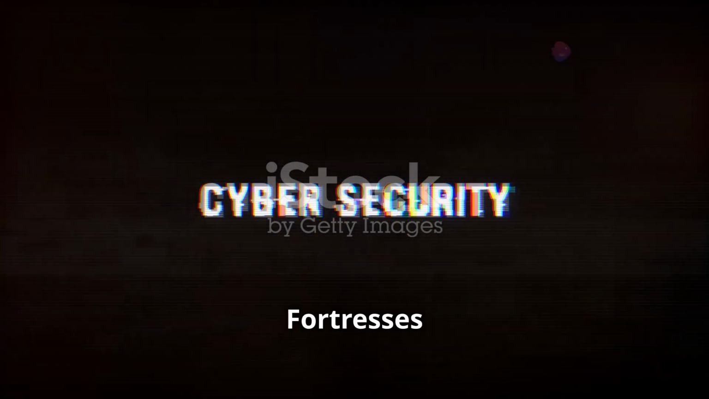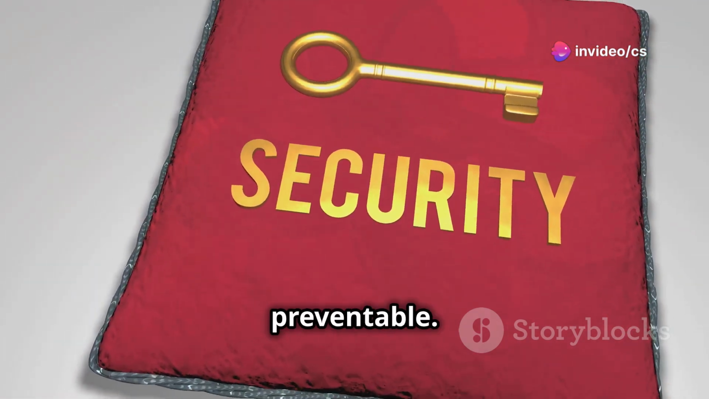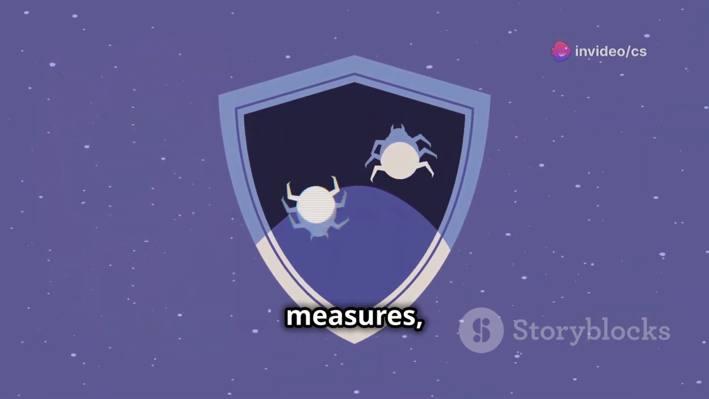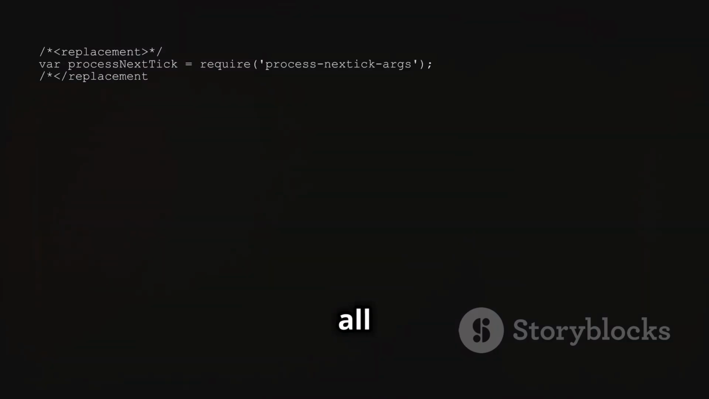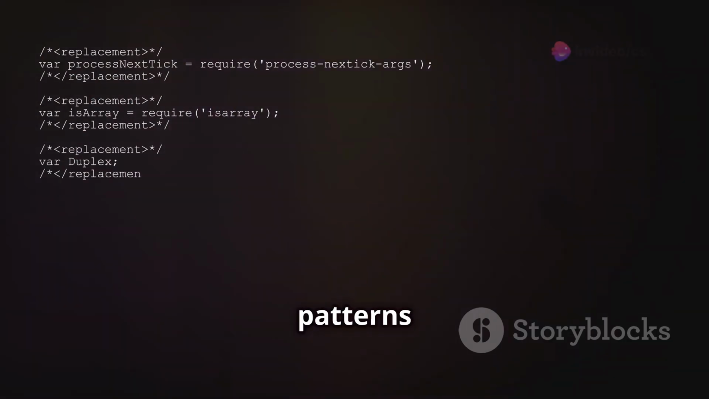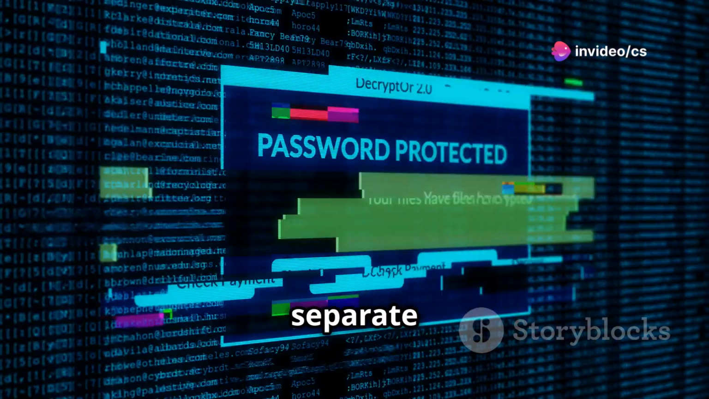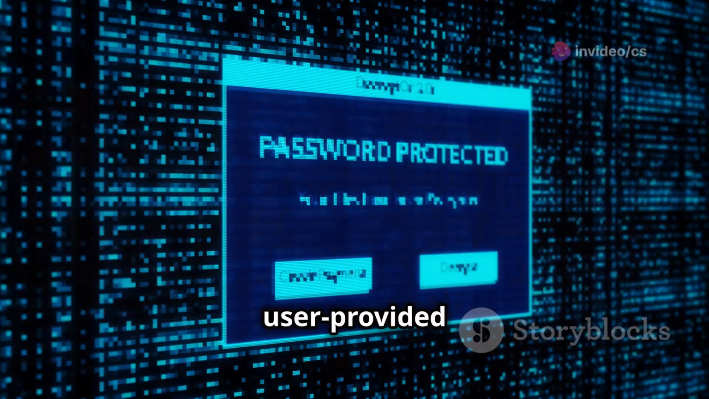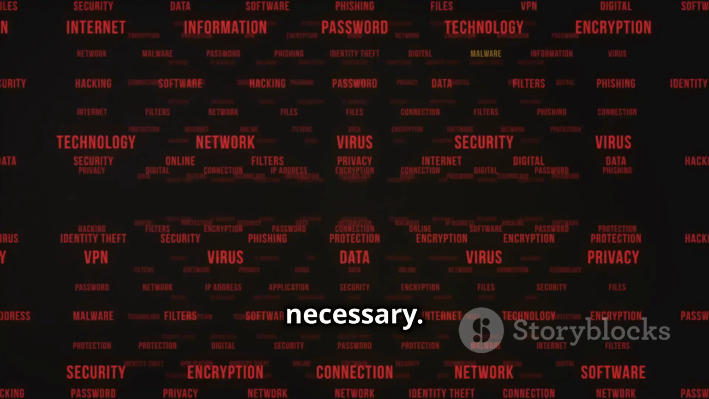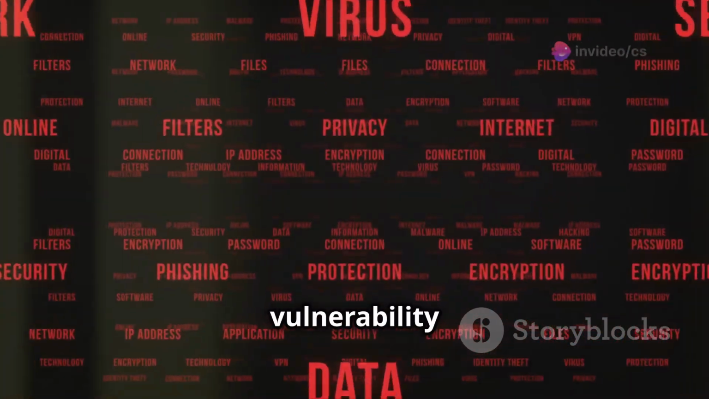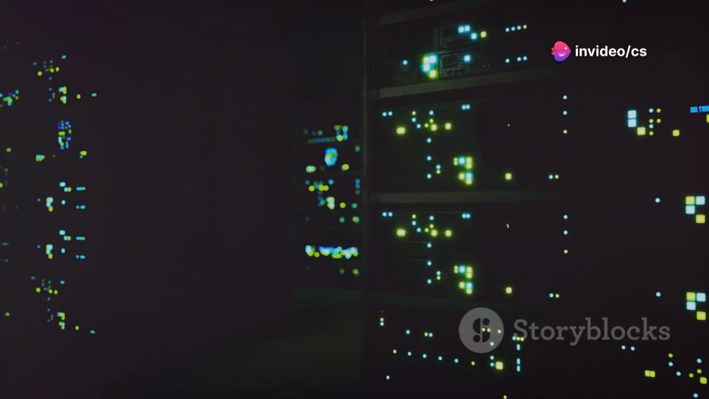Section 6. Building fortresses. Preventing SQL injection. The good news is that SQL injection is preventable. By implementing robust security measures, organizations can significantly reduce their risk. Verify that all user input conforms to expected patterns and remove any potentially harmful characters or code. These techniques separate the SQL code from the user-provided data. Grant database accounts only the minimum level of access necessary. Regularly conduct vulnerability scans and keep all software up to date with the latest security patches.